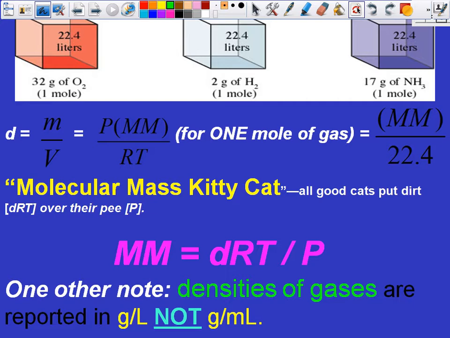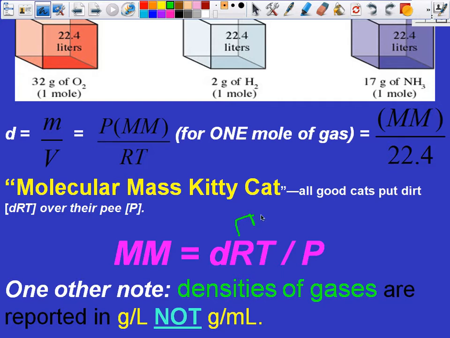There is one other note that I do need to make mention of. Down here at the bottom it says density of gases are grams per liter, not grams per milliliter. So please, if they give you a density of a gas in grams per milliliter, you're going to have to convert it. And let's talk about why you would have to convert it.